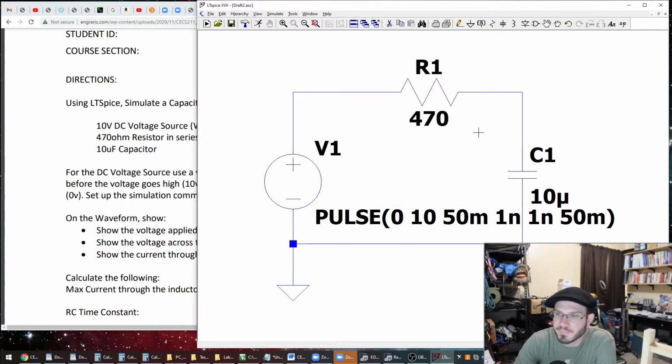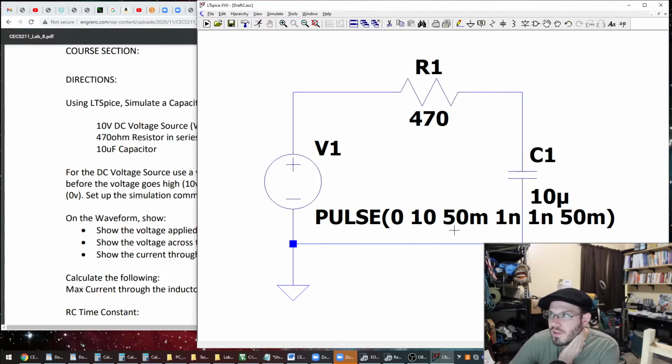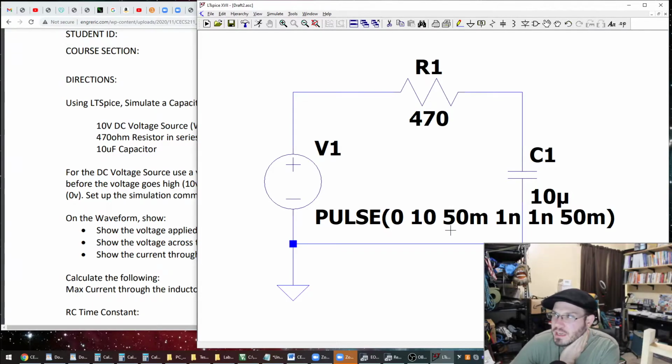Hit OK. Now we need to go ahead and set up the simulation time to be the off time of our pulse, the on time of our pulse, and then another off time of our pulse. So 50 milliseconds off, 50 milliseconds on, and then another 50 milliseconds off. That's going to be 150 milliseconds.